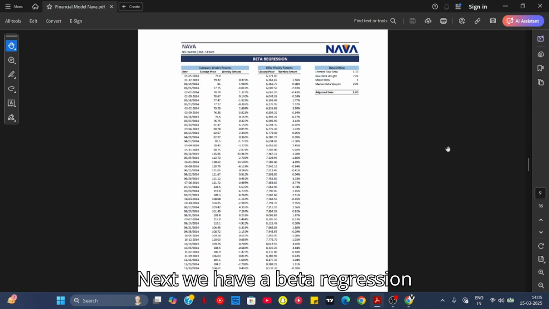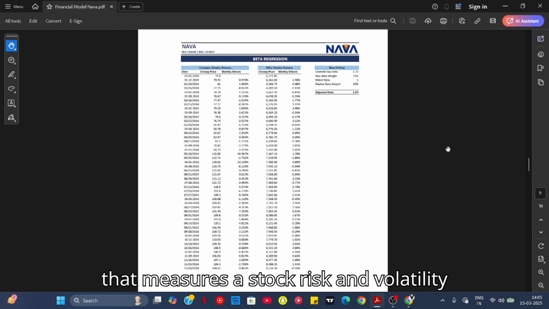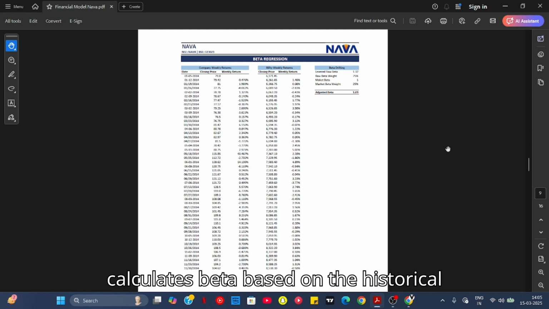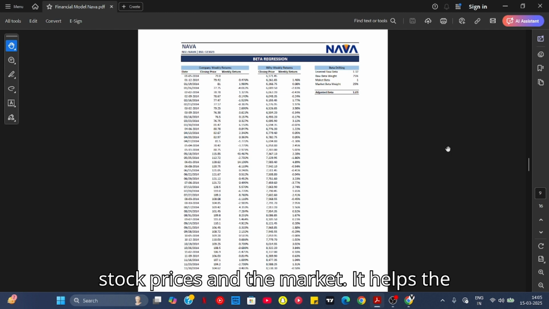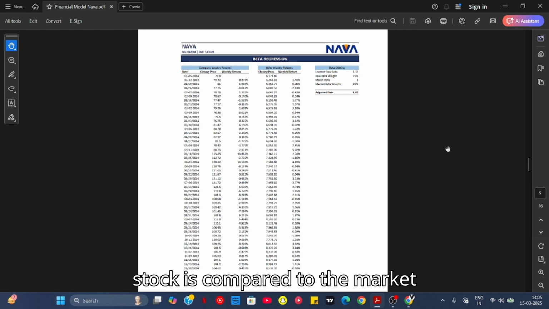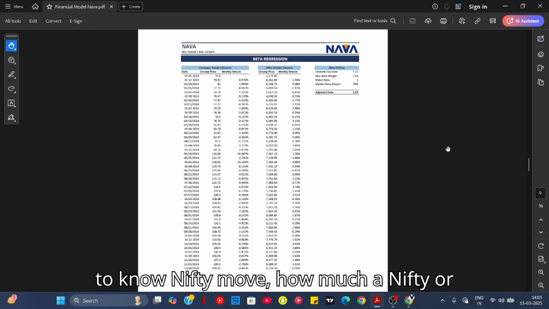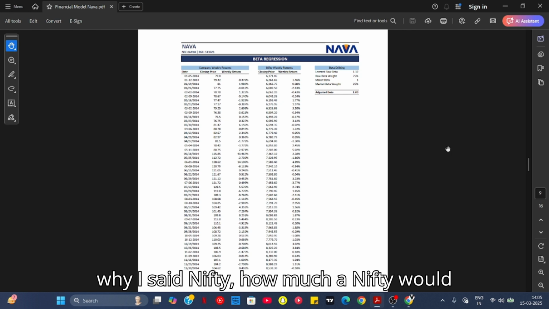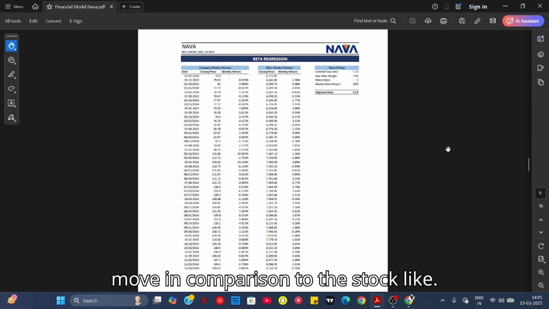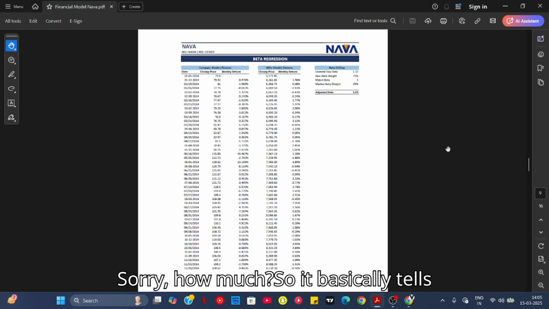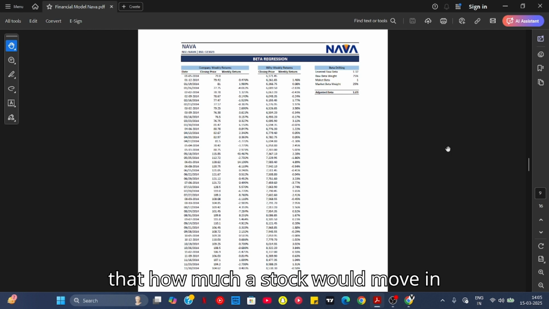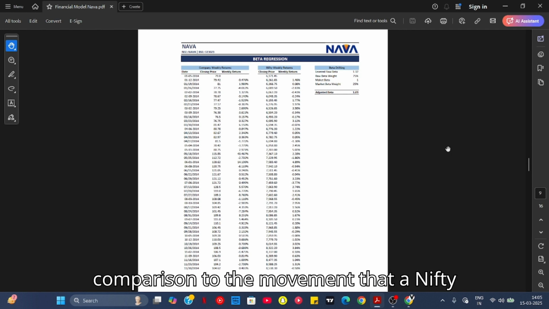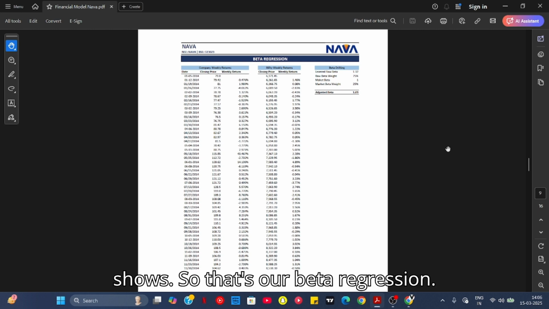Next, we have beta regression, which measures a stock's risk and volatility compared to the overall market. It contains a regression analysis that calculates beta based on the historical stock prices and the market. It helps investors understand how risky the stock is compared to market fluctuations. For example, the Nifty is the Indian benchmark, so we want to know how much the stock would move in comparison to the Nifty. If the Nifty moved by 10%, how much would the stock move in comparison to the movement that the Nifty shows. So that's our beta regression.